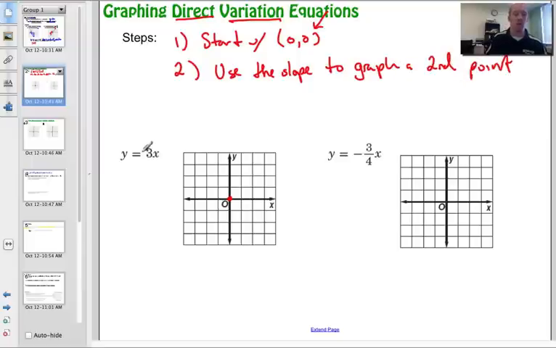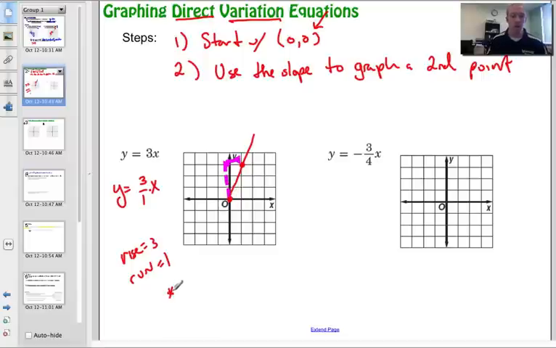So here my slope is 3. I like to write it as a fraction, so I really think of rise over run. So that's like y equals 3 over 1 times x. So my rise is 3, my run is 1. You guys know how to graph these now. It's rise of 3, run 1. There is my new point. So with my point 0, 0 and my point 1, 3, there's my line.